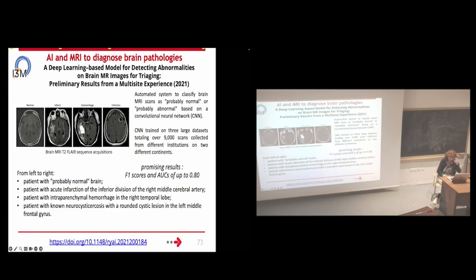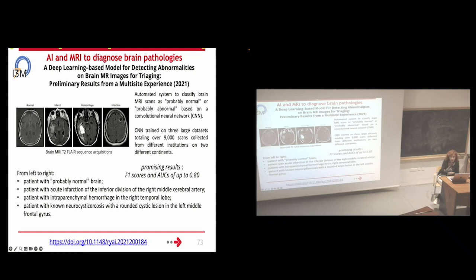So to begin, I show you this study that has not been made in my lab, but it's a very interesting study because it presents a proof of concept for developing an abnormality detector for brain MRI in various databases, because here we have more than 9,000 scans collected from different hospitals on 2 different continents, in America and in Asia.